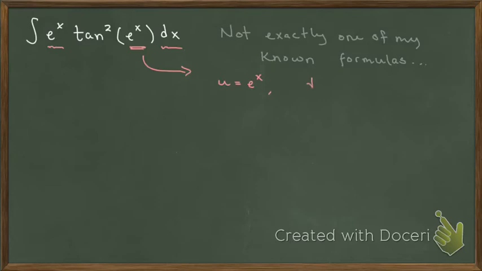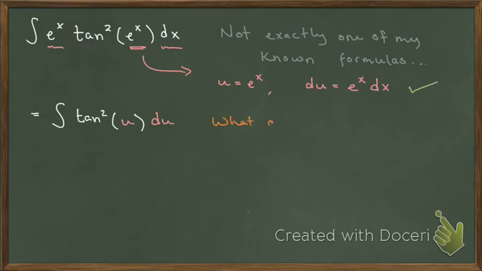So if u is e to the x, du is e to the x dx, and I can make a clean substitution. My new integral will become tangent squared of u du. Now what do I do with this? A lot of the times when we do a substitution, we can integrate right away, or at least that's the goal. We don't really land there here. We can try some different things.